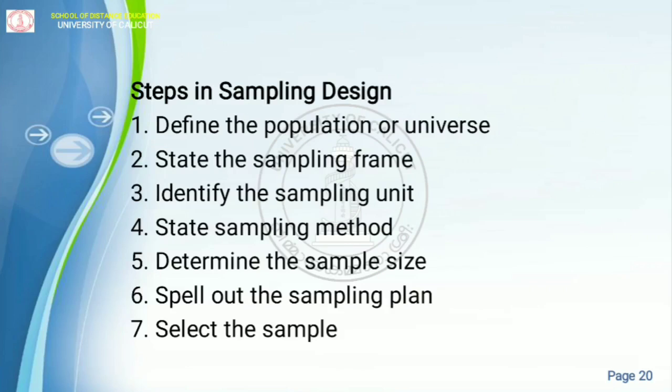Okay, so steps in sampling designing. At first we have to define the population or universe where we are studying, so which is our population. State the sampling frame, then identify the sampling unit. Then sampling methods, we have two major types of sampling methods, that is random and non-random sampling. Then determine the sample size based on the formula, and spell out the sampling plan. Then select the sample from the population representing the sample.